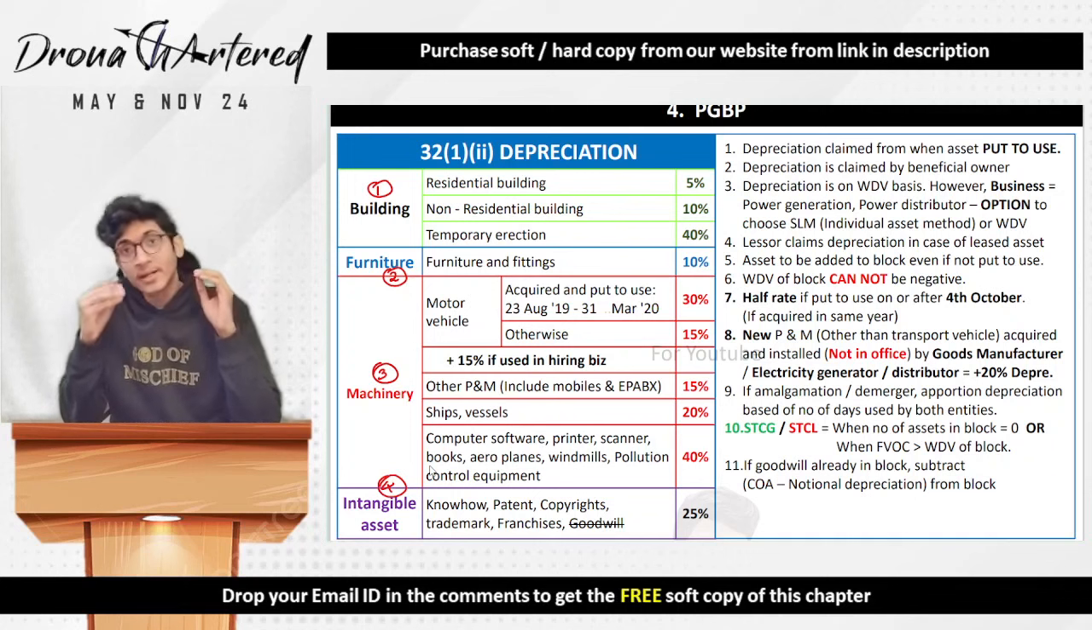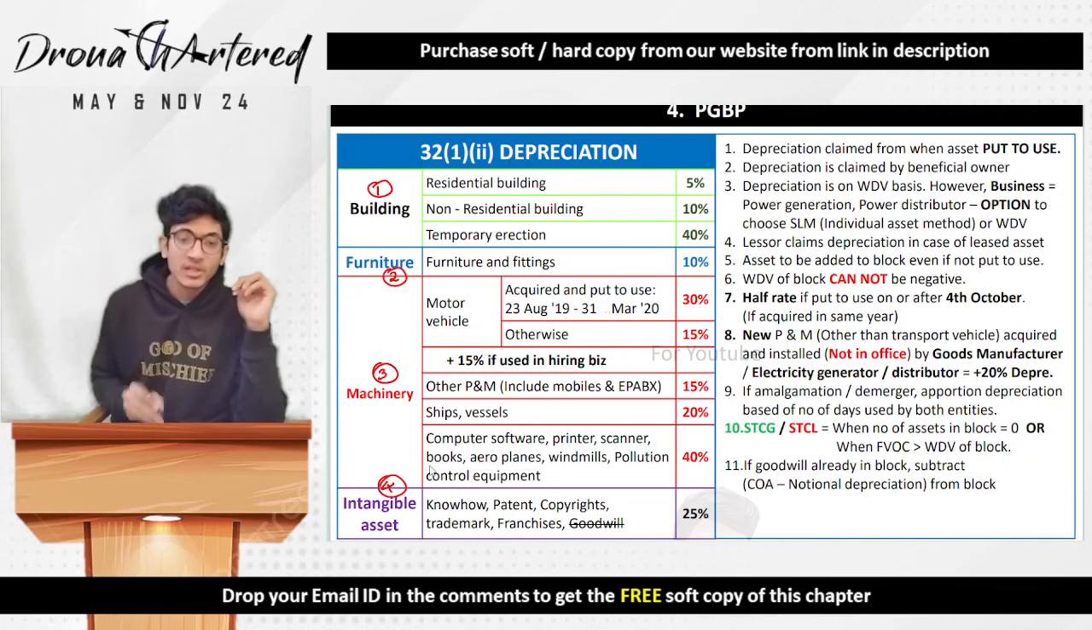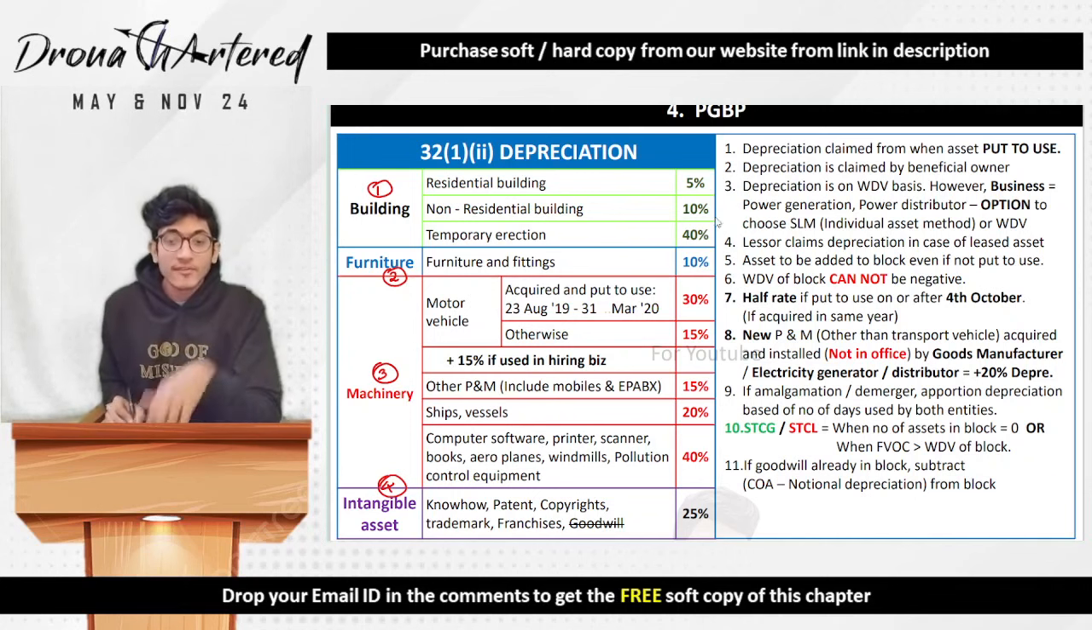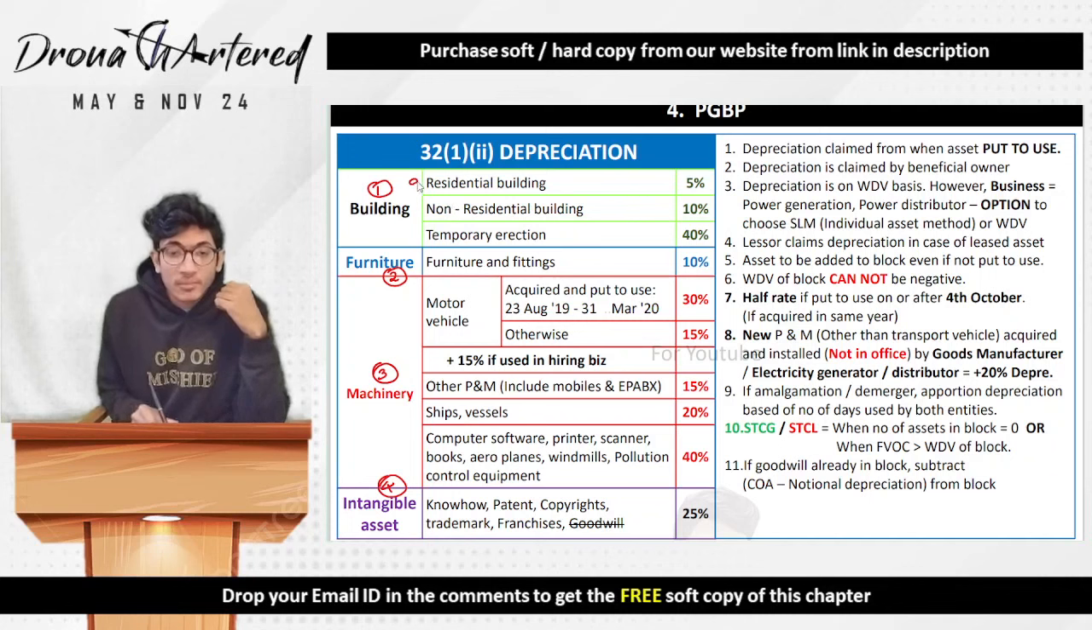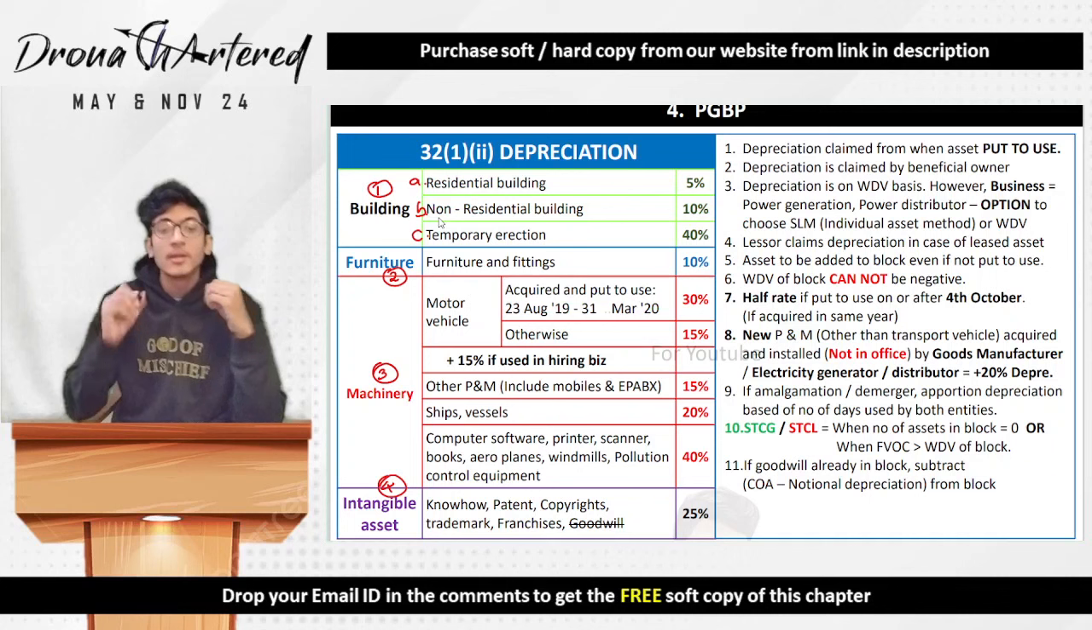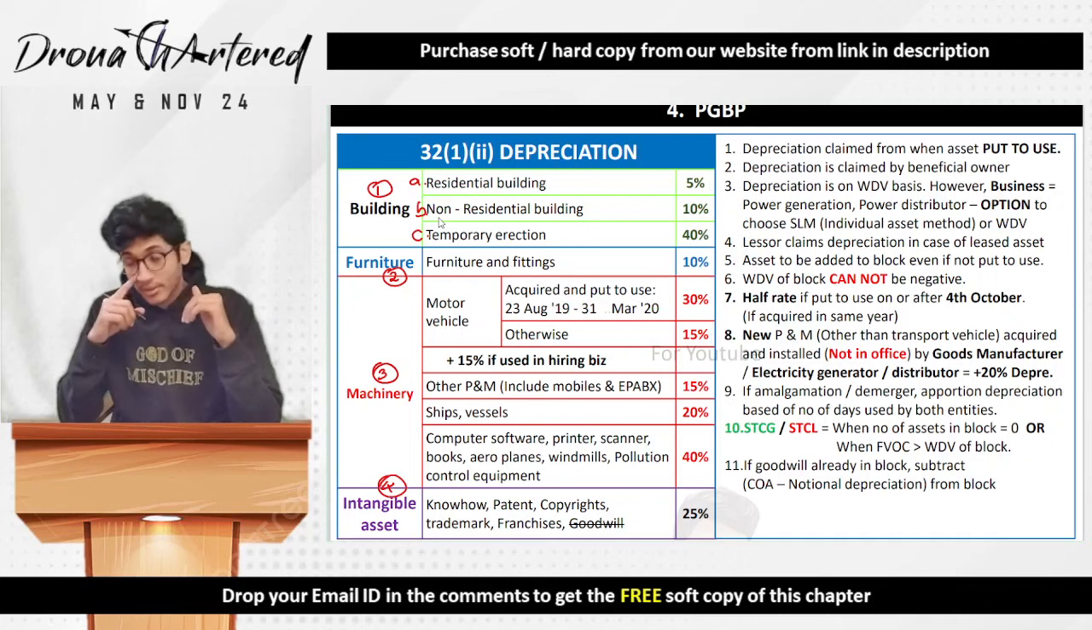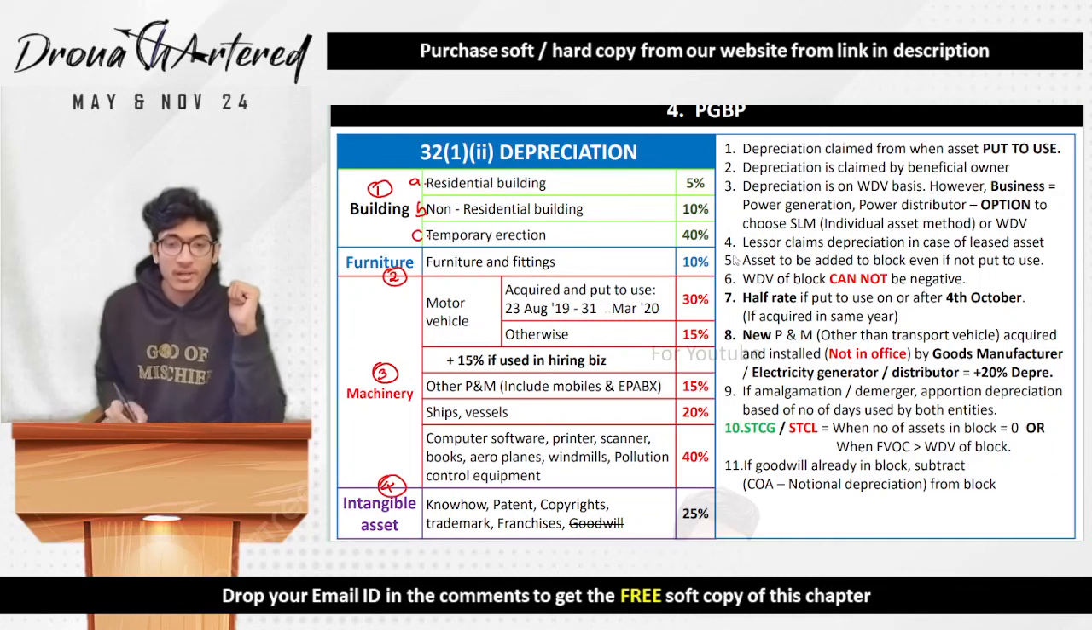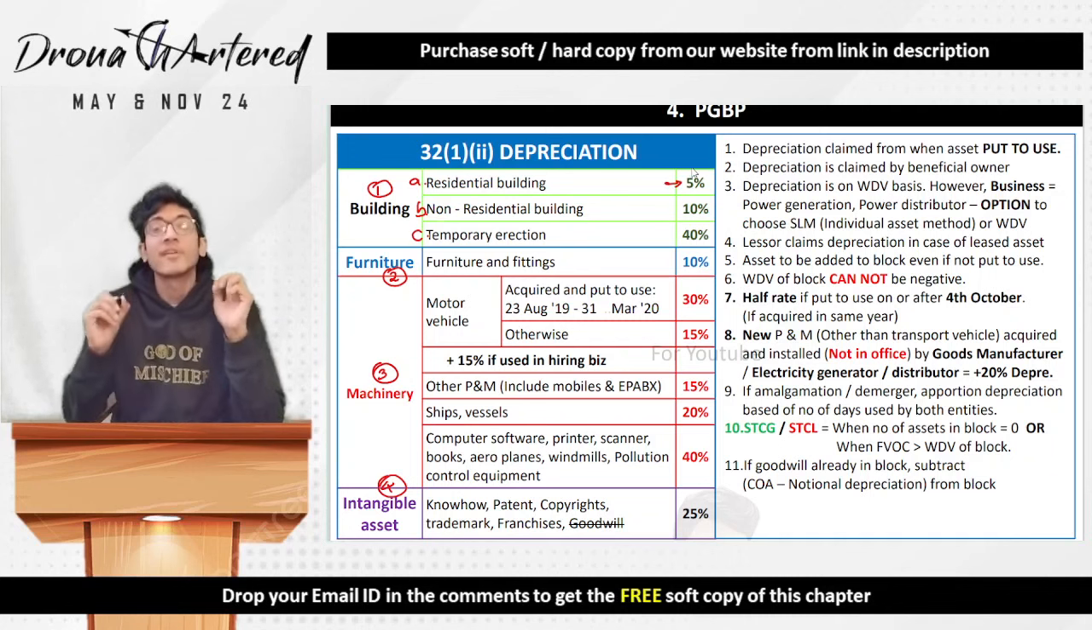First is your building. Under building also they have bifurcated into three types. One is if it is your residential building. Next is non-residential building, and third is your temporary erection. So residential building is your societies, etc. All of these come under residential buildings. On those, there will be a depreciation of 5%. 5% depreciation will be allowed.